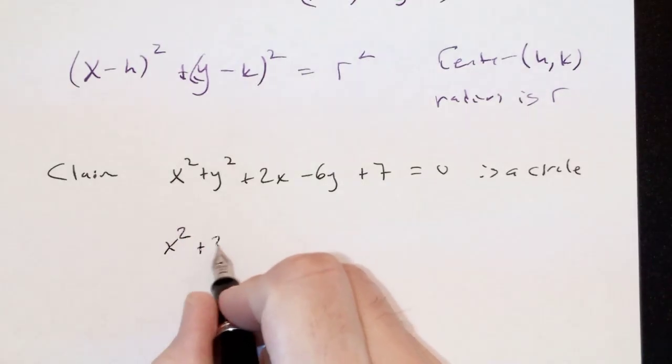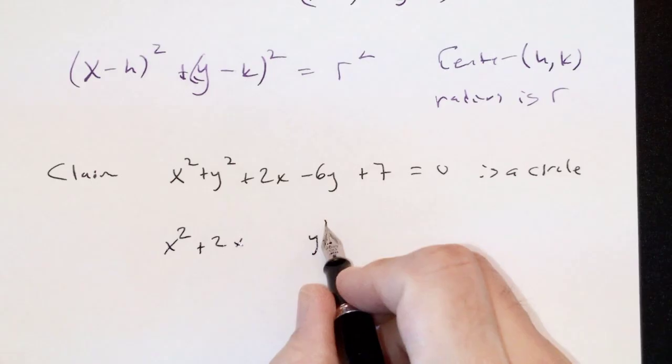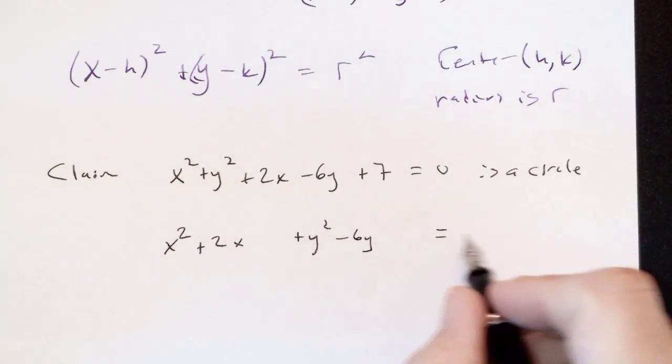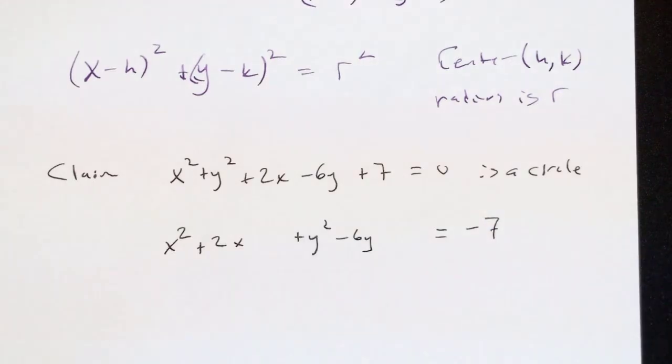X squared and 2x get grouped together. Y squared and minus 6y get grouped together. I'll throw this 7 on the other side for the moment, and we'll deal with that later. There's a procedure I'm doing here that should maybe tickle your fancy. I've got the weirdest sense of deja vu. I've seen this before. What am I doing? What's this thing called?